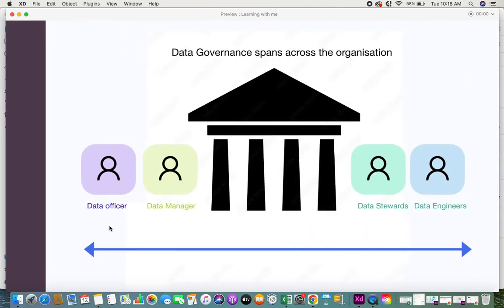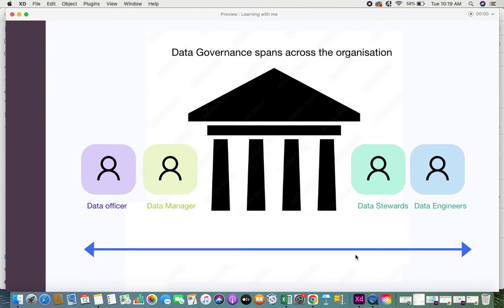So if you see the team who is responsible for data governance, you'll have a separate governance team consisting of the data officer, a manager, the data stewards, and also the data engineers. All of them are important and all of them come together in order to manage data governance of an organization. And also data governance will span across the entire organization, because at every stage you're dealing with data and you need to know how that data needs to be managed and who has to access this data, what type of data can be shown to who, all this. So data governance should span across the entire organization.